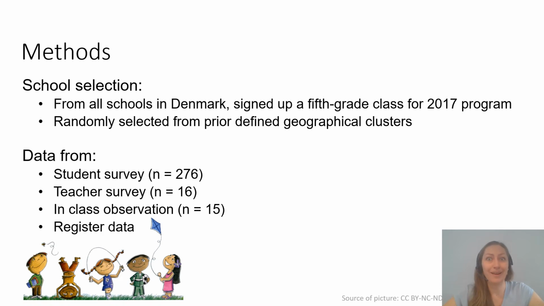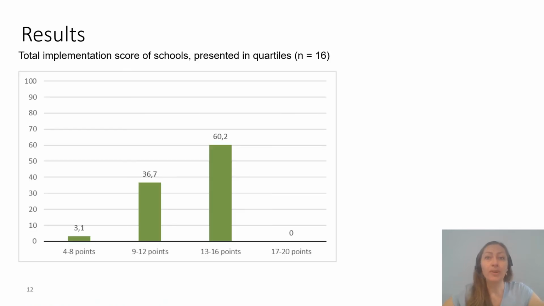So what did we find? Well, from the composite score of implementation, schools could get between 4 and 16 points. The mean implementation score was 12. On this graph, I have grouped the implementation score of the schools into quartiles. And as you can see here, 60% of the schools had an implementation score in the third quartile. And interestingly enough, there were no schools who were placed in the highest quartile of implementation.